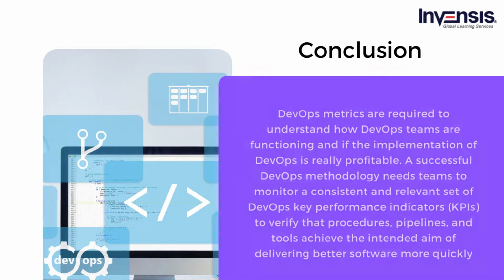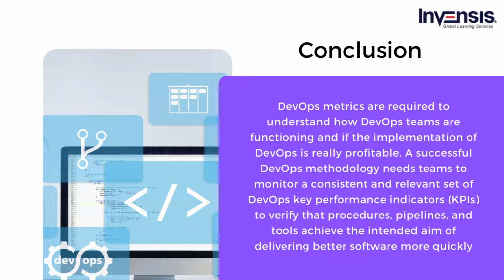I would like to conclude the session by saying, DevOps metrics are required to understand how DevOps teams are functioning and if the implementation of DevOps is really profitable. A successful DevOps methodology needs teams to monitor a consistent and relevant set of DevOps KPIs to verify that procedures, pipelines, and tools achieve the intended aim of delivering better software more quickly. Thus, monitoring these DevOps metrics will reduce production time overall.